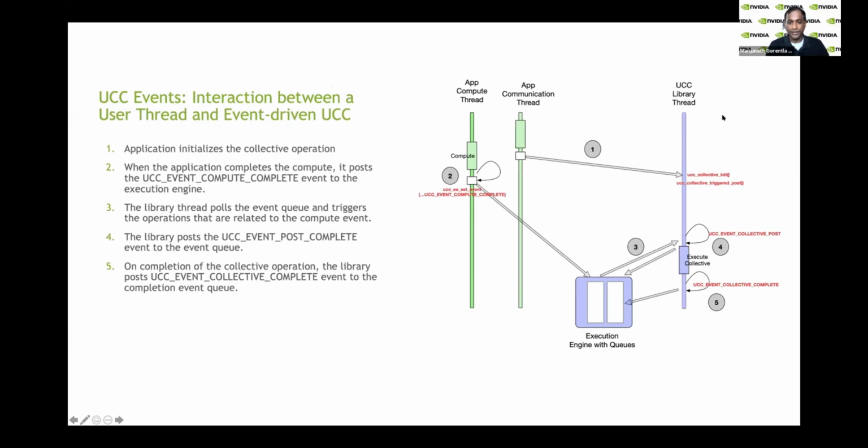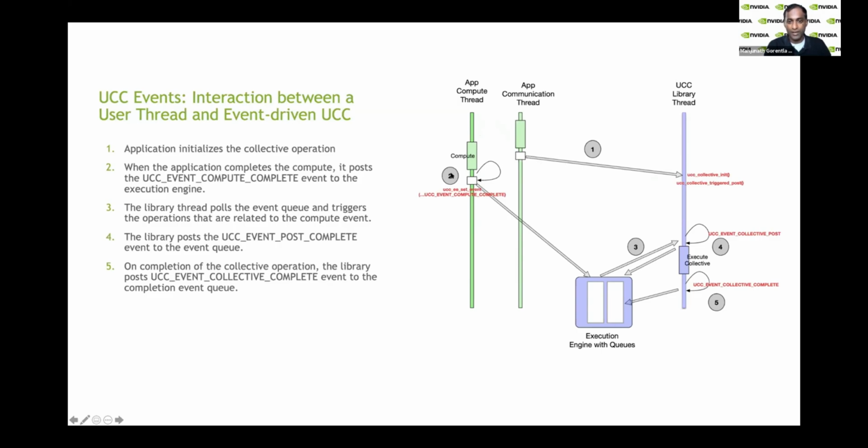Here, we have one application communication thread that is preparing the collective, and another application thread that is starting the execution. So you can imagine the mapping from here to, say, GPU collectives or DPU collectives. First, in step one, the application prepares the collective operation. In this case, the UCC library's collective init and triggered post will get invoked. The collective is not executed yet.